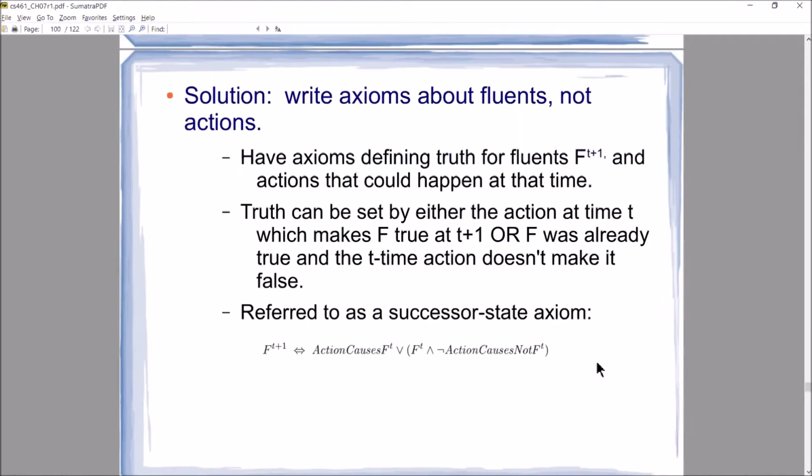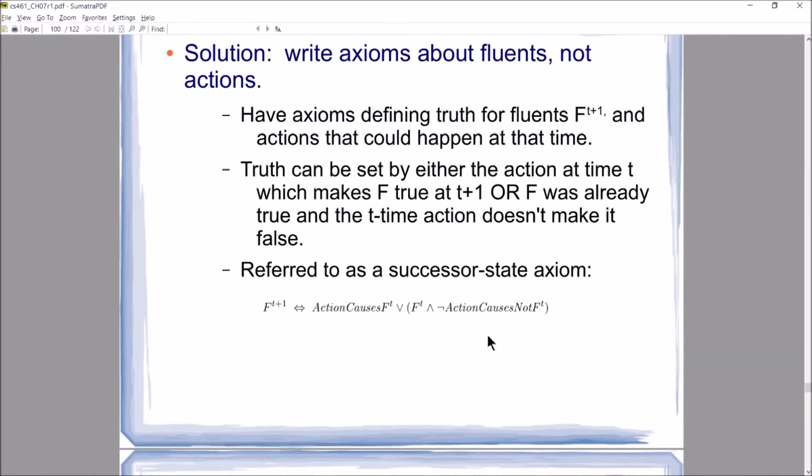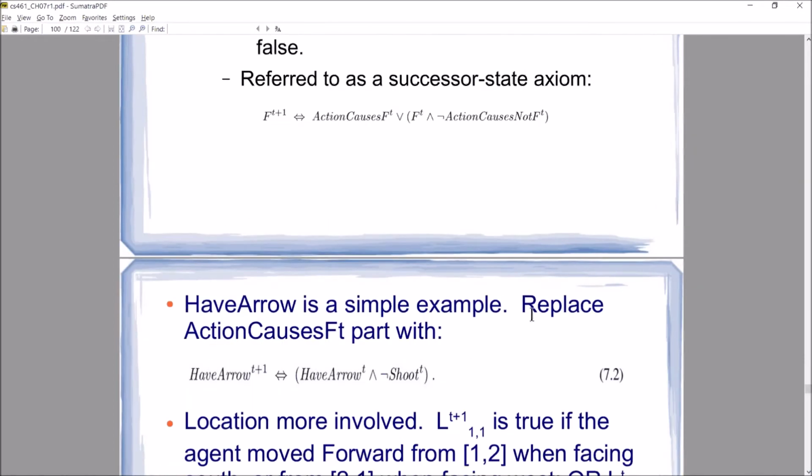So here's the form that it can take, and this is referred to as the successor state axiom. The fluent a second later is going to be true if and only if there's some action that causes it from the previous time slice, or there is the fluent from the previous time slice and there's not an action that's causing it to not exist. Sounds really abstract, but we'll look at a simple example here.